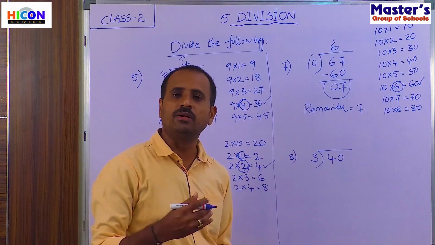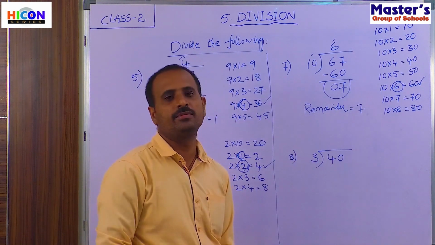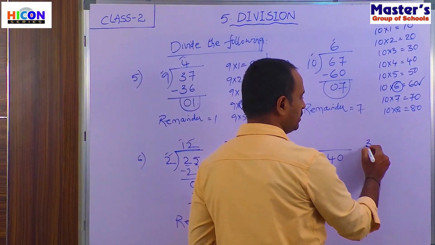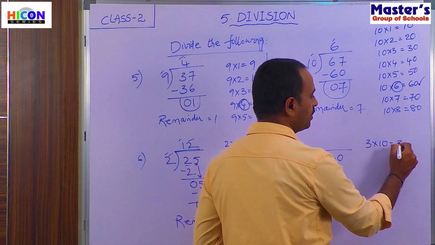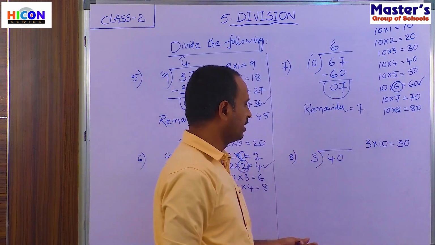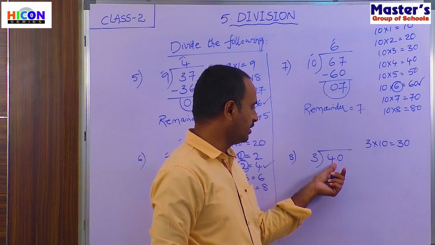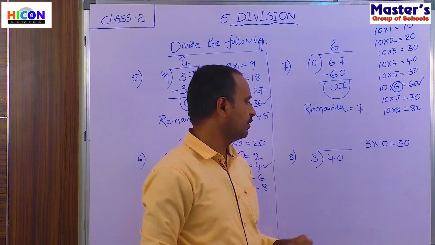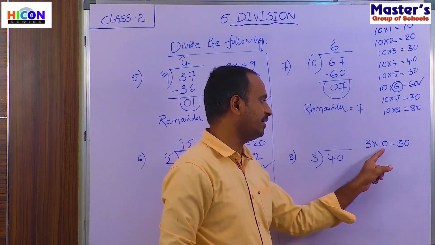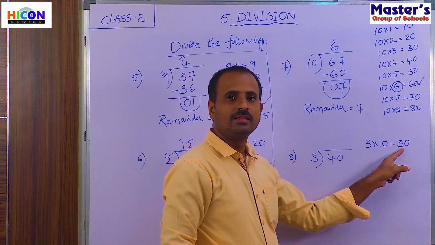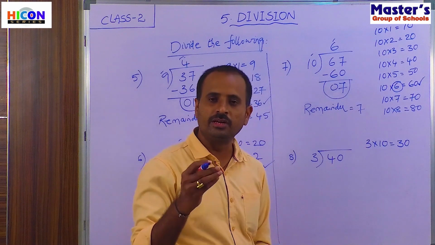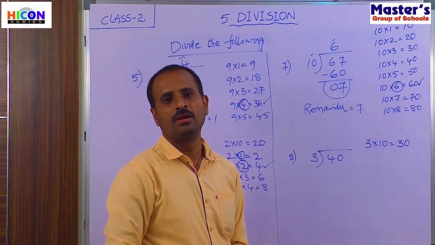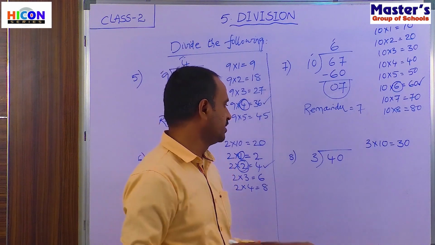All the tables you have learned only up to 10 times. So let us see 10 times 3, that is 3 tens or 30. But the given dividend is 40 and this dividend 40 is more than 30. So if the given dividend is more than 10 times the divisor, then we have to do the division by taking each digit separately.